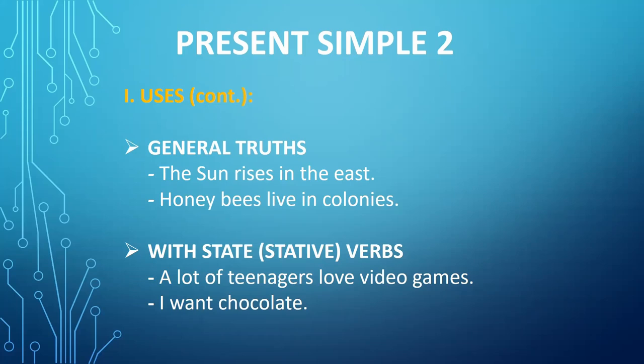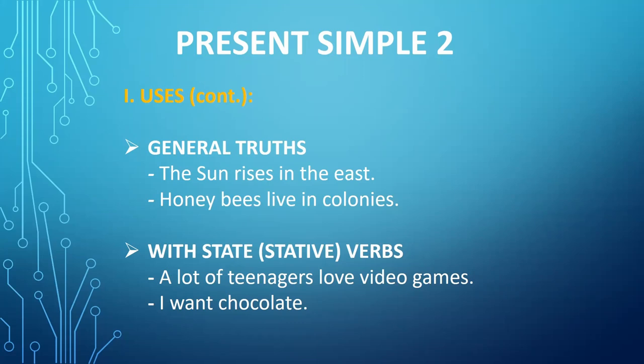The examples we have provided here, so a lot of teenagers love video games. Even if we could be talking about the moment right now, in the present time, we still use love because it's a state verb. So we rarely use it in continuous. Sometimes we can, but it's not common. And also when you want to say, for example, I want chocolate, although it's right now, we say I want, not I'm wanting. So yes, usually present simple with state verbs.